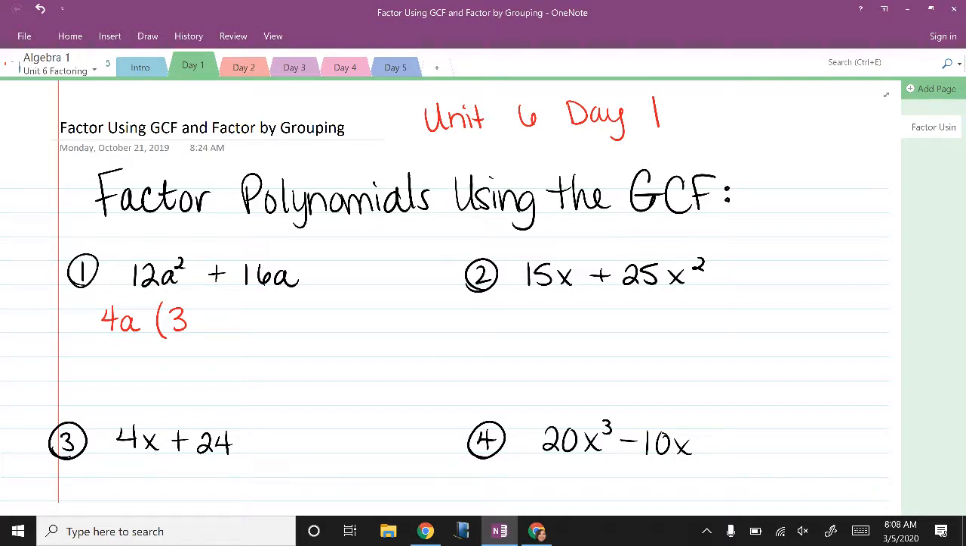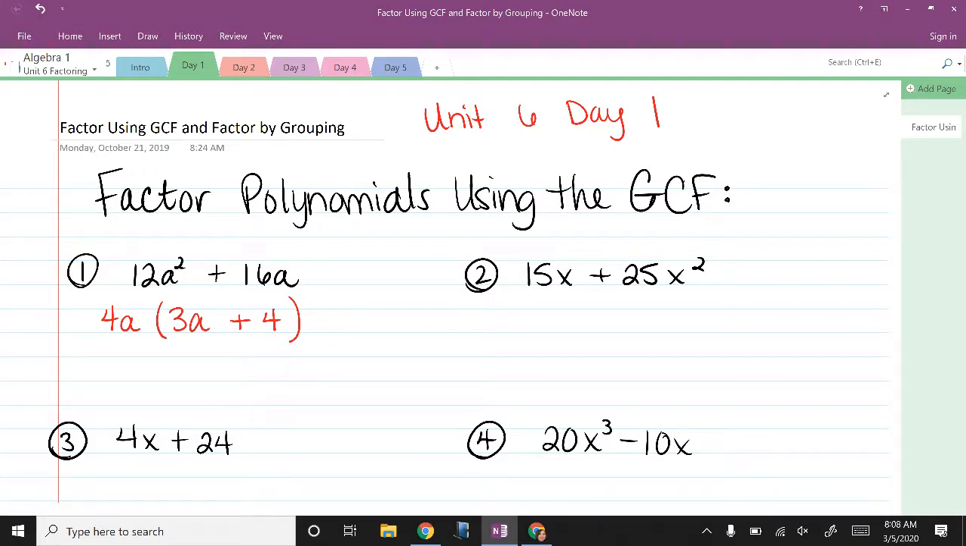Does that make sense? Because a times a is a squared. Plus, what times 4 makes 16? 4. And I have the same amount of a's already, right? So I don't need any more a's after the 4. And you close your parentheses. So this is in factored form.